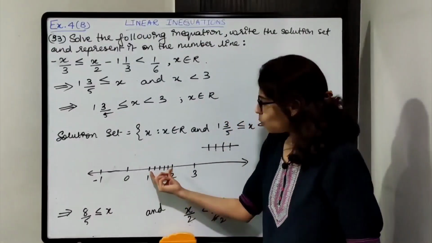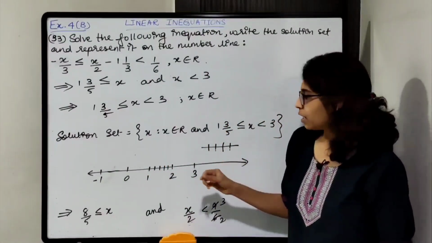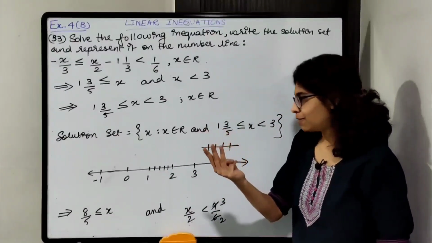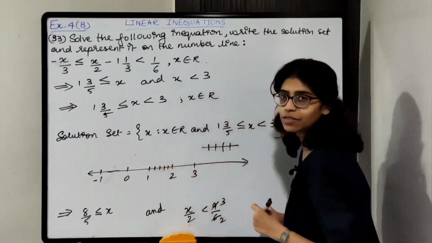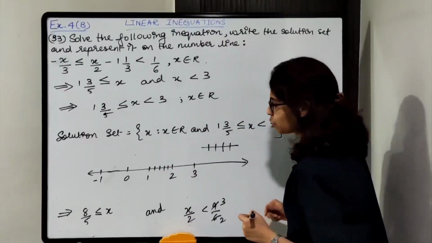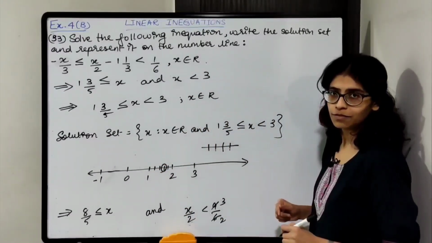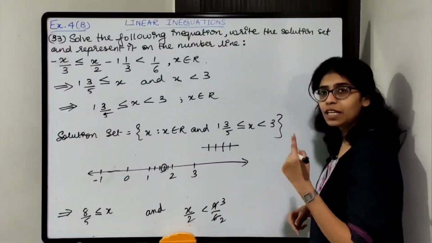So 1 to 2 is this. Now where will 1 3 by 5 be? 3 out of 5. Third part out of 5. So 1, 2, 3. We will consider the third part out of 5. Okay. So 3 out of 5. So circle this.